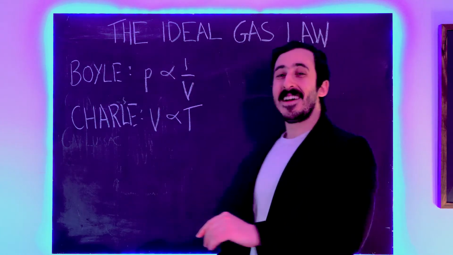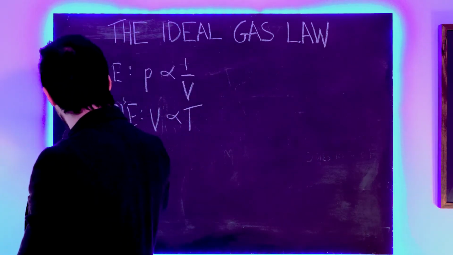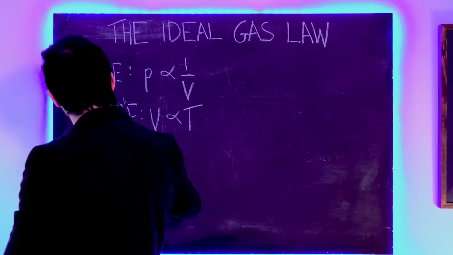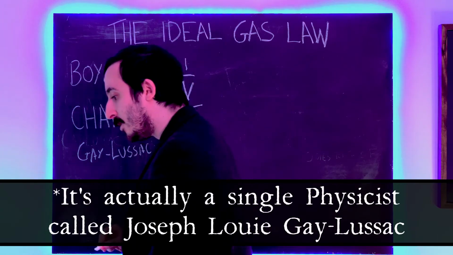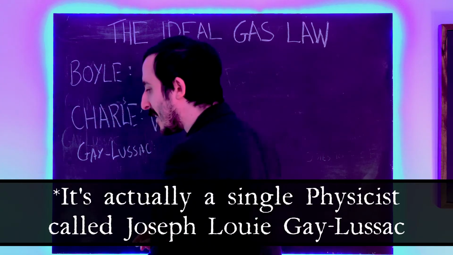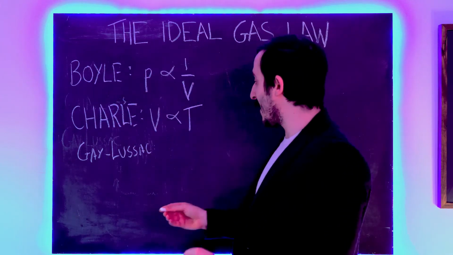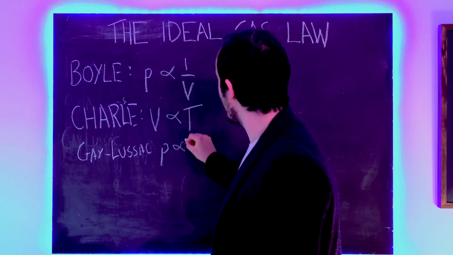Right, now, there's one final law, and that is called the Gay-Lussac law, discovered by two physicists, Gay and Lussac. And what Gay-Lussac tells us is that if we hold the volume constant, again, so if we're keeping this gas in exactly the same volume, then the pressure is proportional to the temperature.